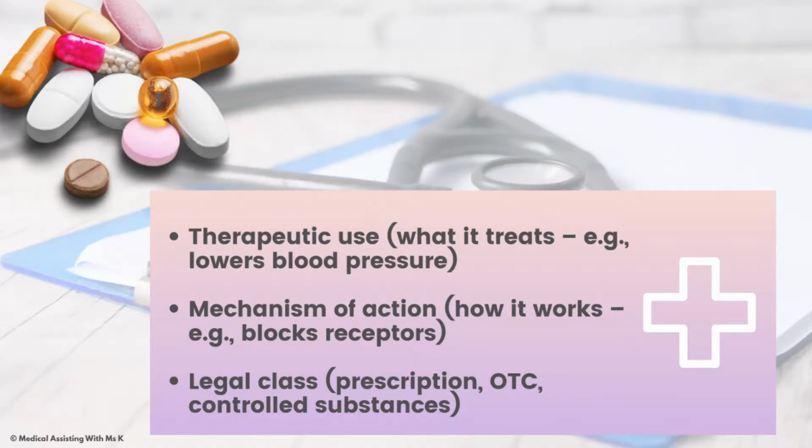The mechanism of action is actually what it's doing inside of the body, okay? How it works. For an example, it blocks certain receptors, right? Like maybe the histamine receptor for when we're taking allergy medication. So we'll talk about that in a few minutes. And then the legal class refers to whether it's a prescription drug, OTC, which means over the counter, or controlled substances. Now, we're not going to get into controlled substances in this video, but I have talked about it in certain videos on this channel and in my refresher course as well.